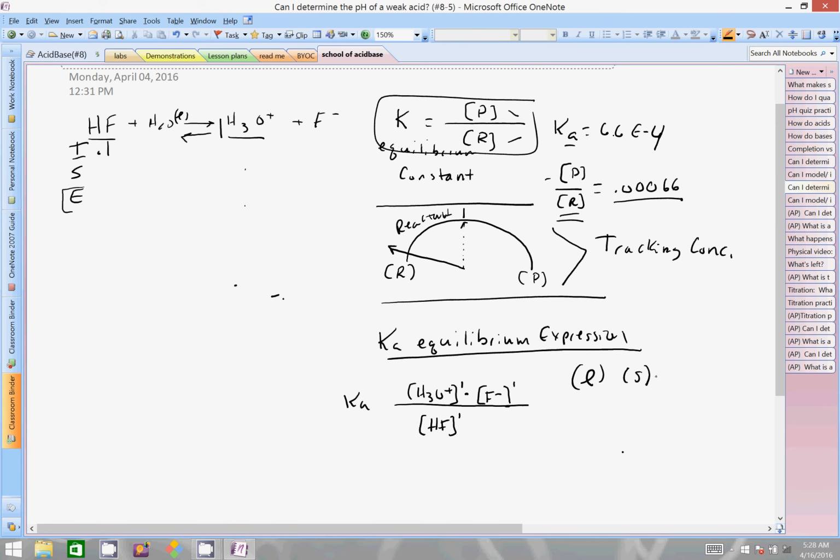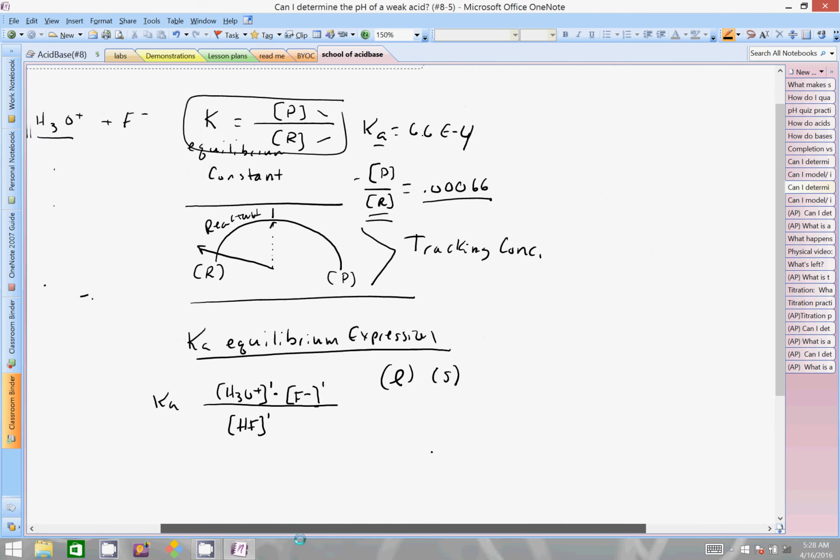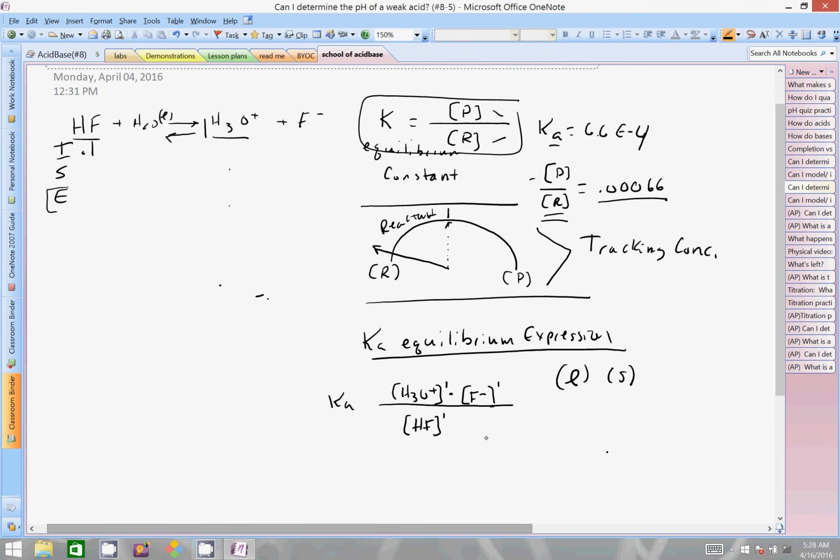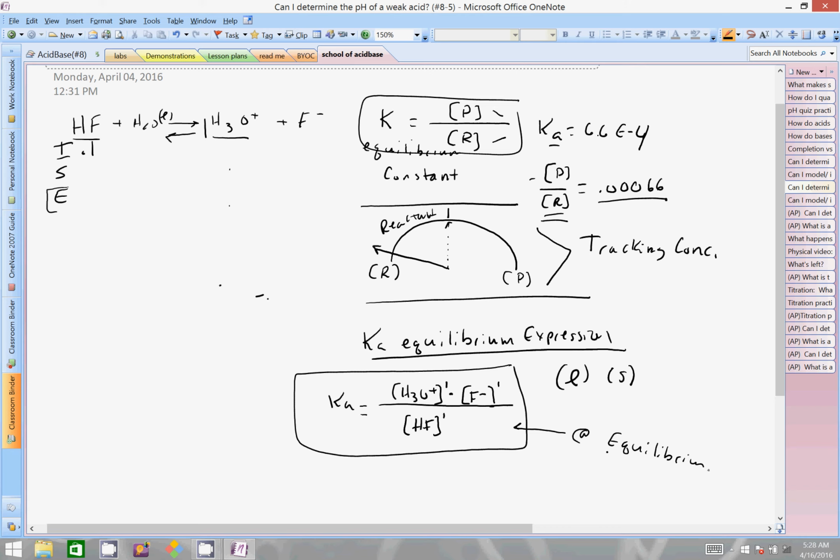So in this situation, we do not include liquids because they don't have a concentration. This is determined or was described as being the Ka expression. These are all the concentrations at equilibrium. Okay? So with that being said, that means anytime I get a concentration at equilibrium, I can just plug it right into this expression. Okay? All right, so let's solve this problem and determine the pH of this weak acid.